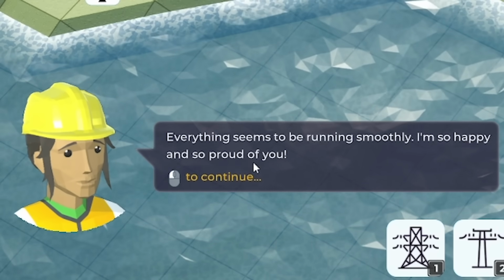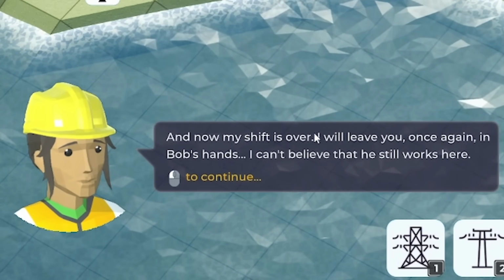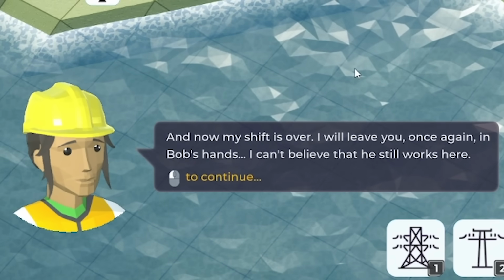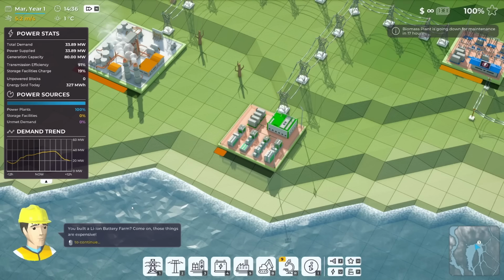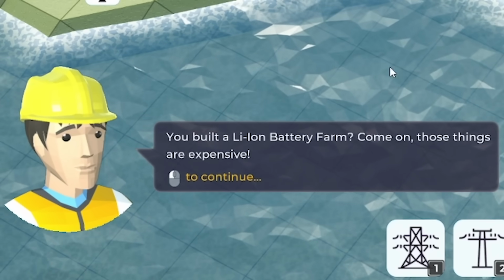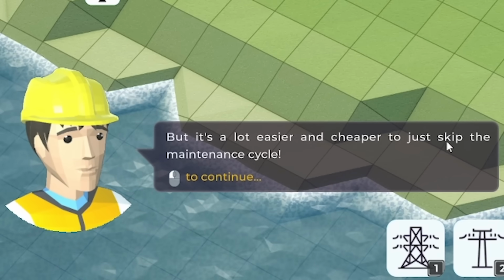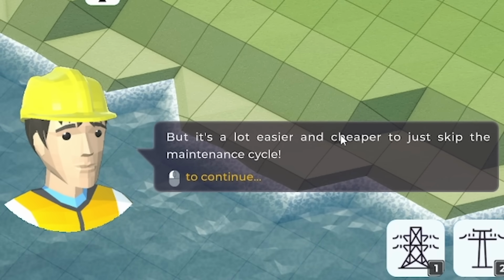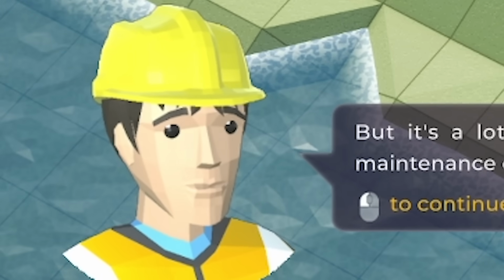She is happy and very proud of us, but she's buggering off home and Bob's back. I've worked both their shifts. Like, what's going on? This is like the opposite of how architects work in real life. They don't do any hours. Oh no, Bob's not happy. He says the batteries are expensive. He recommends we just skip the maintenance cycle. Oh, Bob, the bitter and twisted engineer.